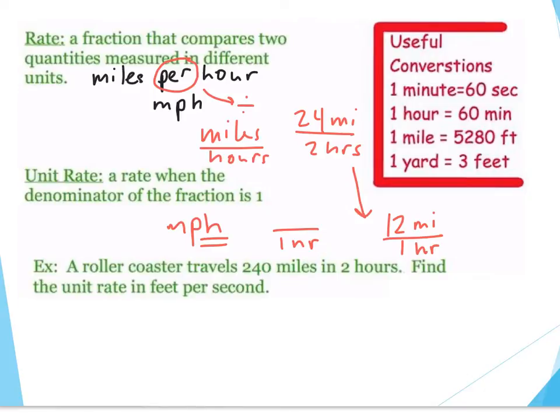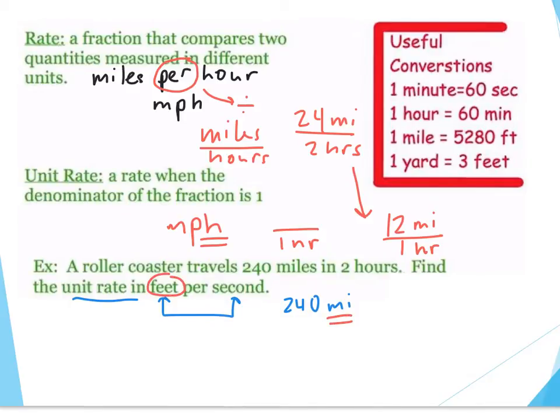All right, here's an example. A roller coaster travels 240 miles in 2 hours. So what we're going to try and do here is find the unit rate in feet per second. Okay, so feet per second. I'm going to give you a little bit of a challenge here. So what we're given is 240 miles. I gave this to you on purpose. Why? Because what do you notice? I gave you 240 miles, and I'm asking for feet.